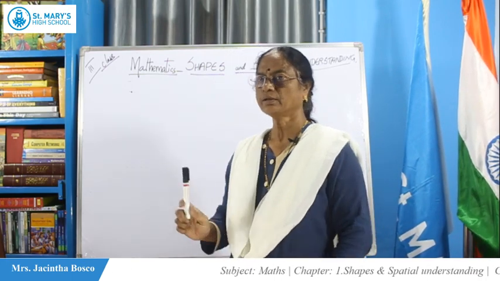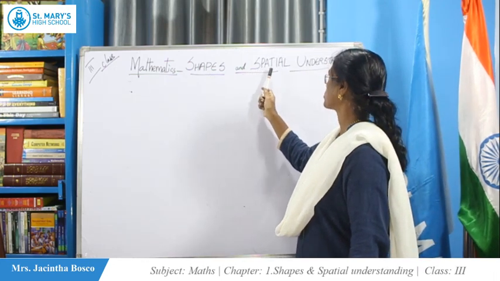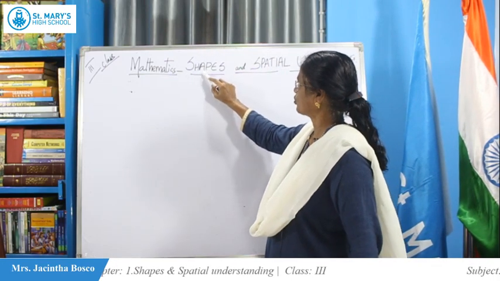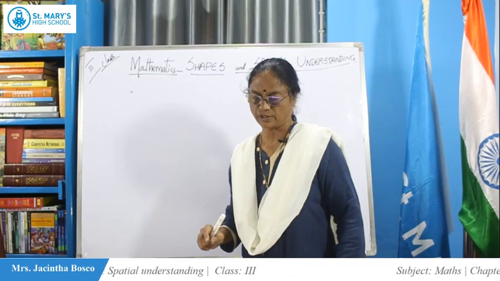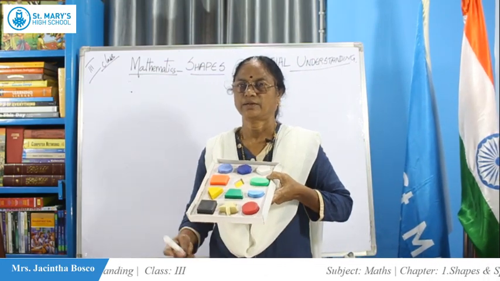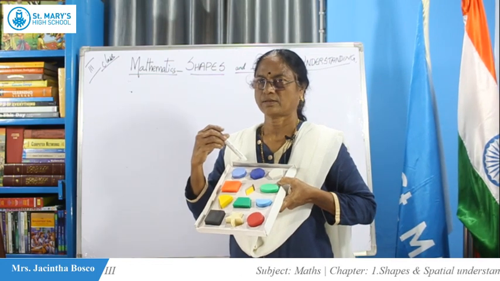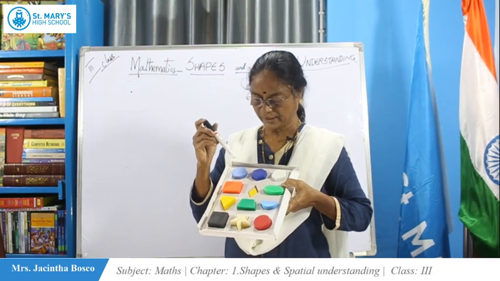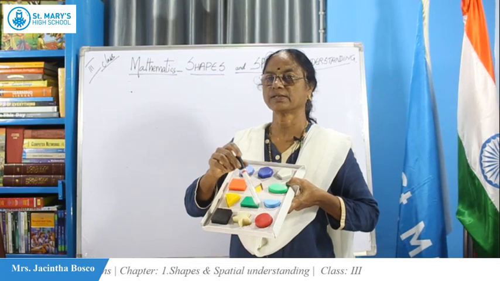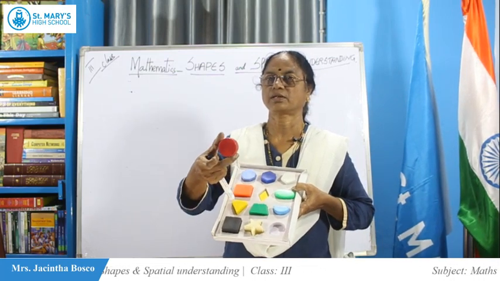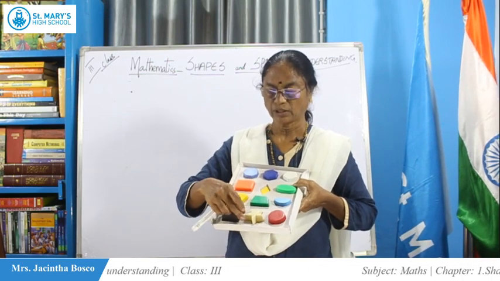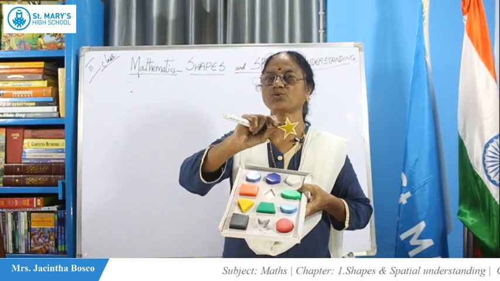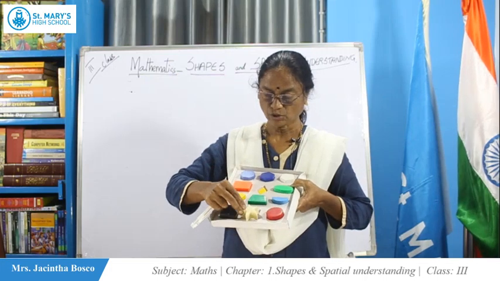Our topic today is shapes and spatial understanding. Here, shapes you were learning from KG class onwards. You see these shapes. What is this one? Diamond shape, isn't it? This is a circle shape, right? What is this here? Look here, can you see? Star type, isn't it? Star shape.